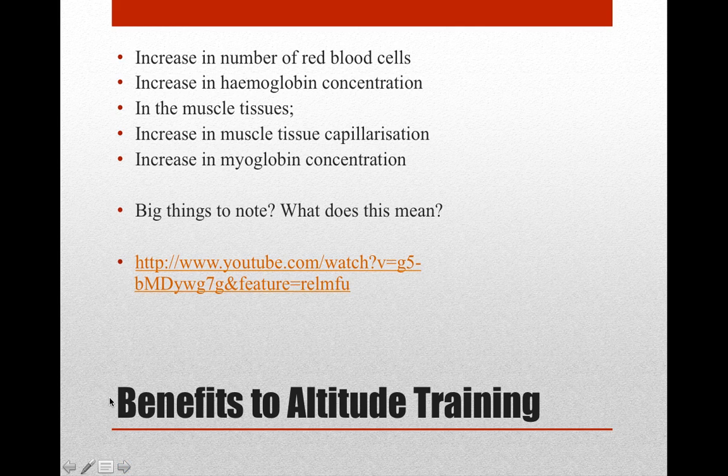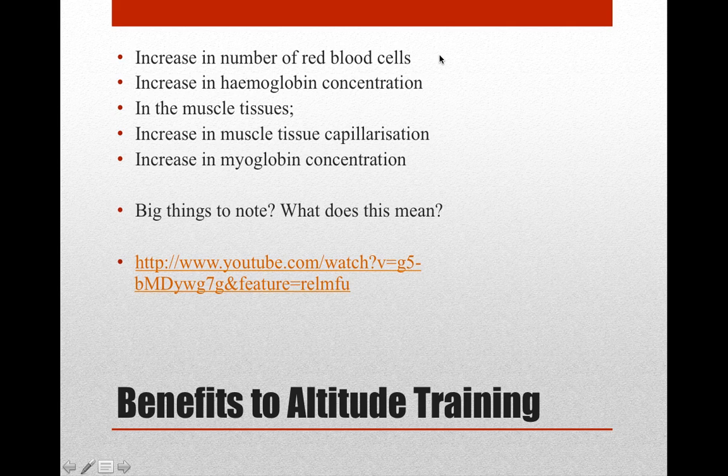Now, we spoke about altitude training. We said, well, why do it if we're actually losing our VO2 max? Because the benefits of this altitude training, if we go up there, we acclimatise. Our body becomes used to the conditions up there. What our body does is it gets a bit smarter after a while, and it will increase the number of red blood cells in our body.